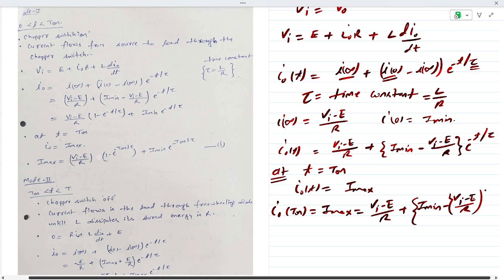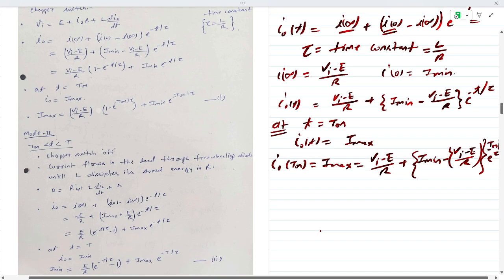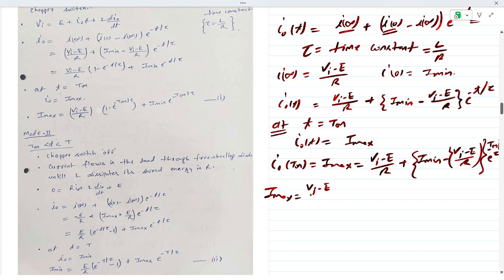into e to the power minus. Now here you need to take care, in place of this t, you can write t on upon capital tau. So I'm writing once again, the I max is equal to Vi minus E upon R plus I min minus Vi minus E upon R, e to the power minus t on upon tau. So this is the I max.